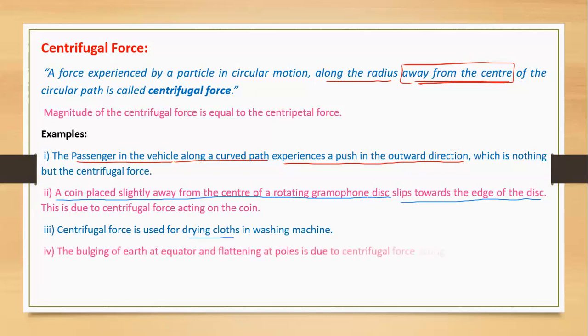Next example is bulging of earth at equator and flattening at pole due to centrifugal force. So you know the shape of the earth. Let me draw one diagram here. In that I am discussing the shape of the earth. Here this is a pole. Earth rotates about the polar axis and this is the equator. Earth is flattened at pole and bulged at equator. This is also because of centrifugal force.